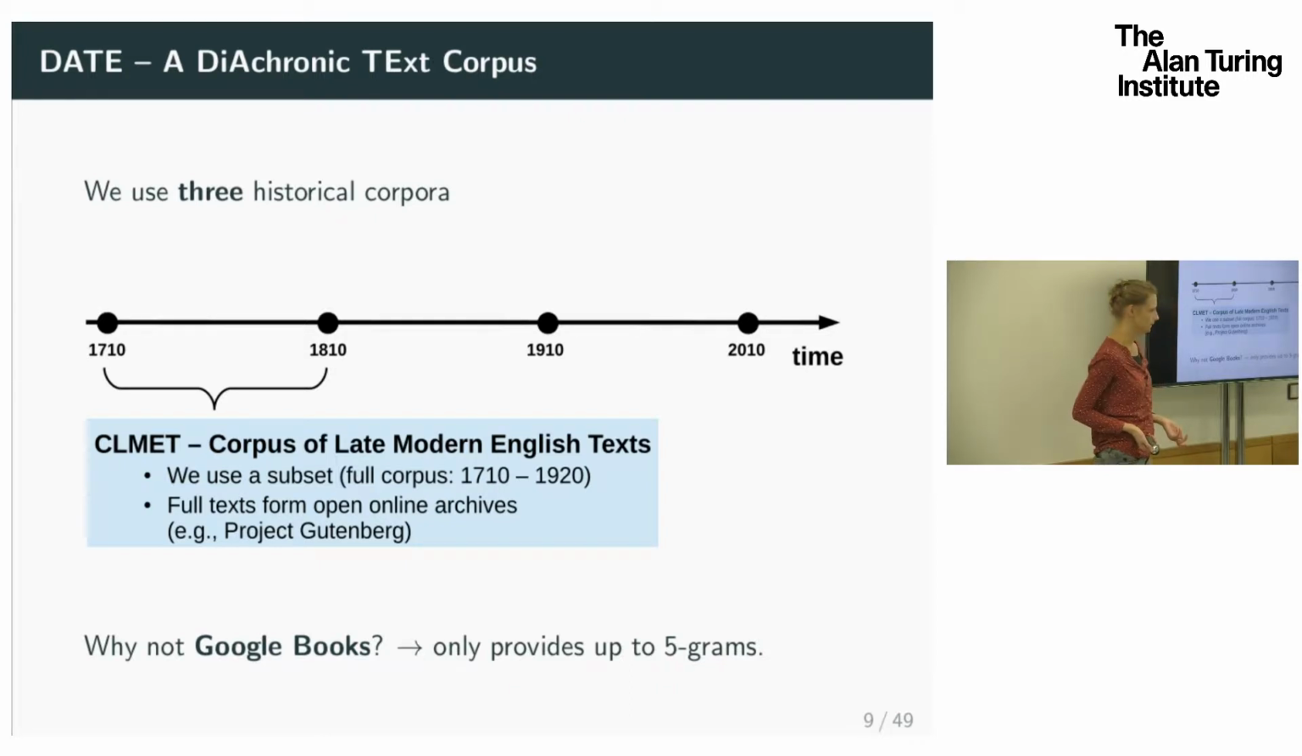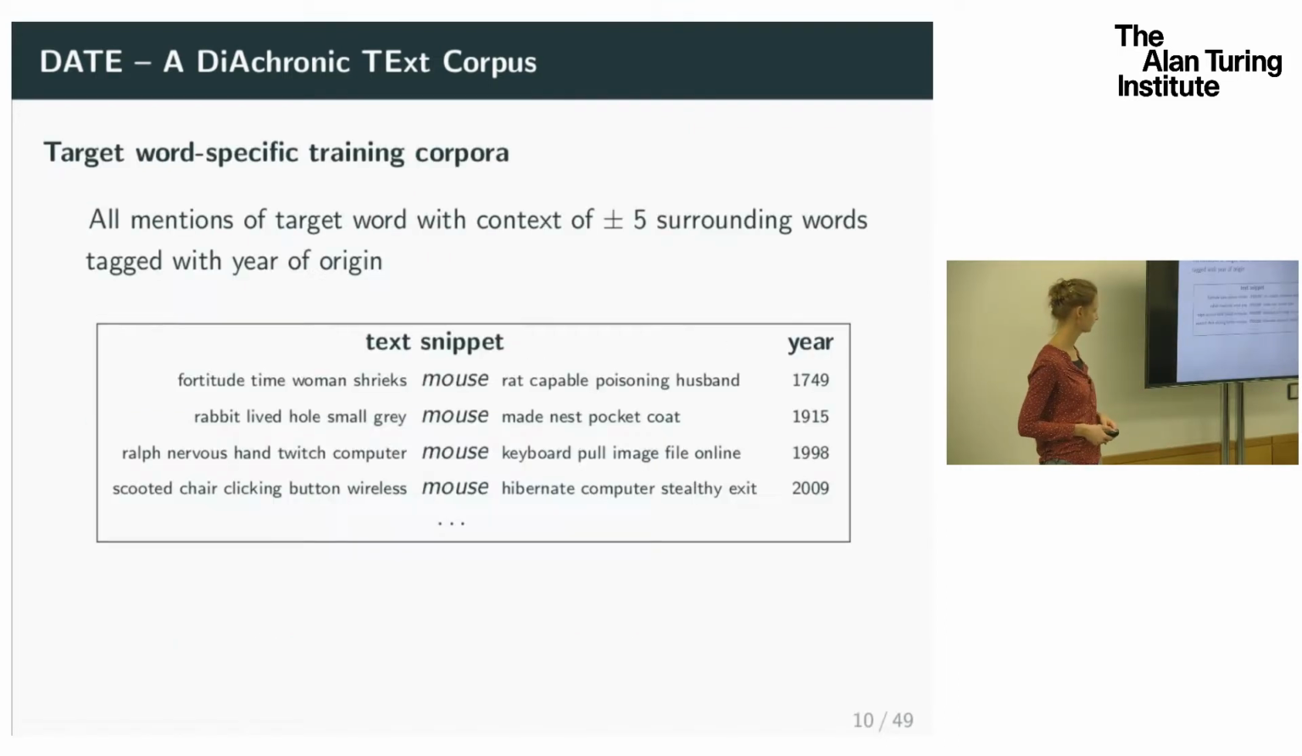One obvious question might be, why did we not use Google Books, which is a huge, huge corpus of n-grams, so very local contexts, only 5 subsequent words. It's a huge collection. It stretches this entire period, but because the contexts are so short, it's difficult to actually learn sense-level information for words in a good way. So all the corpora we use provide us with full text, so we can look at longer contexts. From this big corpus, we extract word mentions in local contexts of 5 words to the left and 5 words to the right, and tag them all with their year of origin. And we also apply some pre-processing. We delete stop words. We do some lemmatization and tokenization.